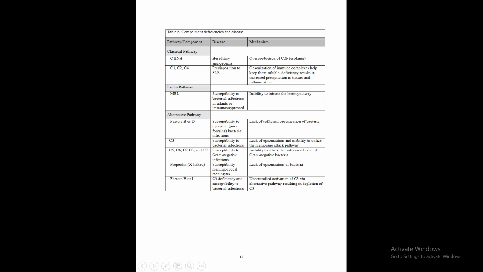C5, 6, 7, 8, and 9 deficiency results in susceptibility to gram-negative infection, due to inability to attack the outer membrane of gram-negative bacteria. Properdin deficiency causes susceptibility to meningococcal infection and meningitis, due to lack of opsonization of the bacteria. These are the controlling factors: H or I deficiency causes susceptibility to bacterial infection, with uncontrolled activation of C3 via the alternative pathway resulting in the depletion of C3.